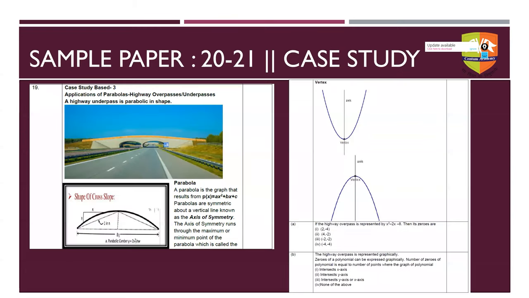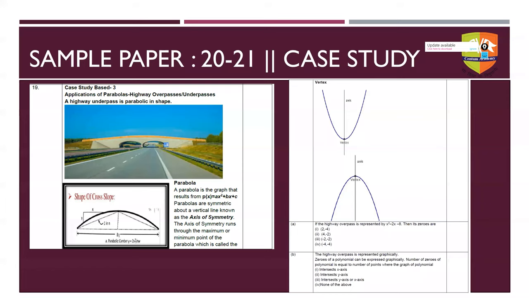Next. This is the case study problem. So here you can see the photograph. Application of parabolas: highways, overpasses, underpasses. A highway underpass is parabolic in shape. Okay. Now shape of cross-section. So this is just, you know, lots of information given. Whether it is useful or not, you will see yourself.